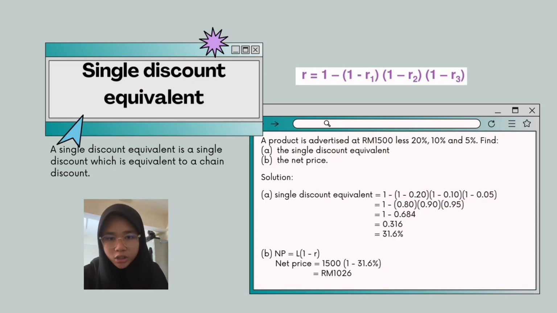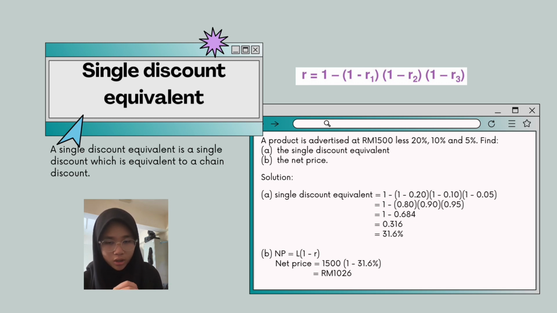We move on to the single discount equivalent. So there's the formula, and the question is a product is advertised at RM 1,500 less 20%, 10% and 5%. To find the answer for question A, just convert the percentages into decimals and put them into the formula. To get the net price, list price is multiplied by 1 minus the percentage of single discount equivalent. So there's the question given, and this is how to count it.